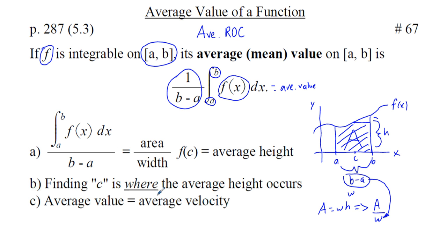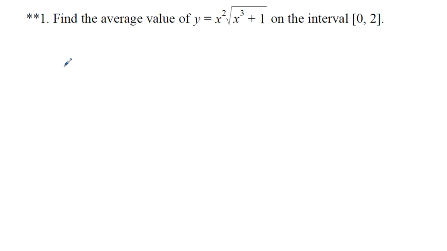And if we want to find an average velocity, we have to take the integral of a velocity function to get that. So that's somewhat different from what we're looking at. There are three specific problems we're going to be doing here. The first one: find the average value of y equals x squared times the square root of quantity x cubed plus 1 on the interval from 0 to 2.